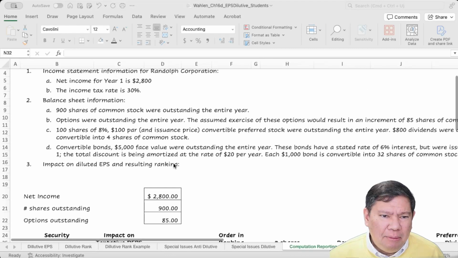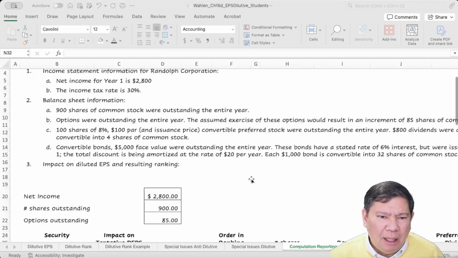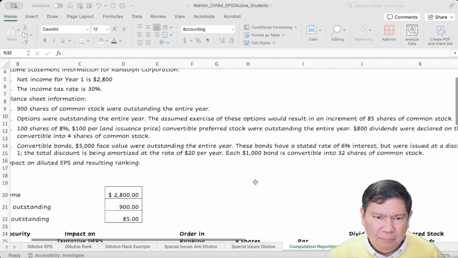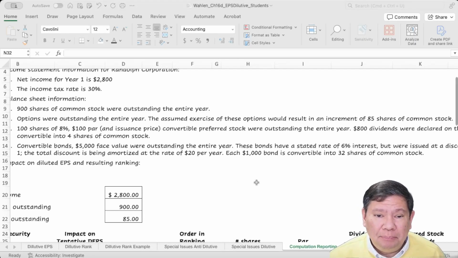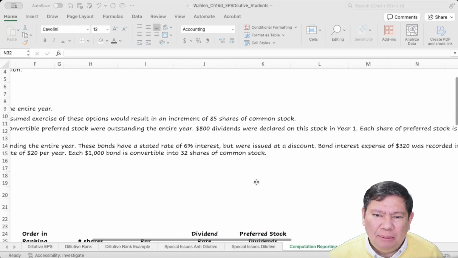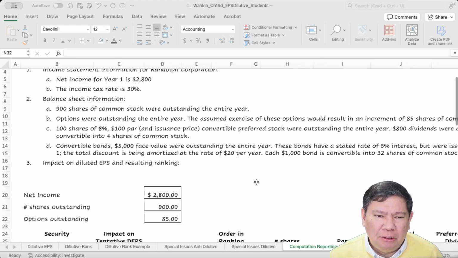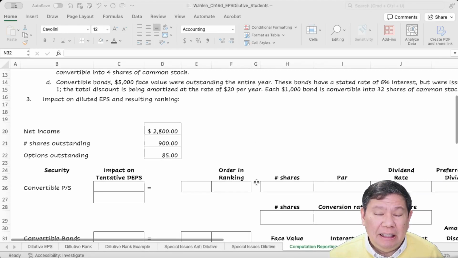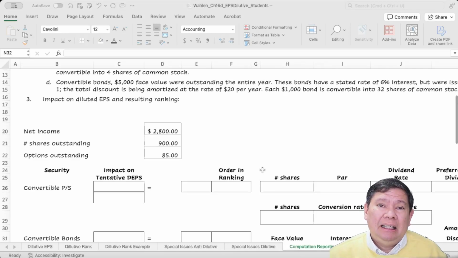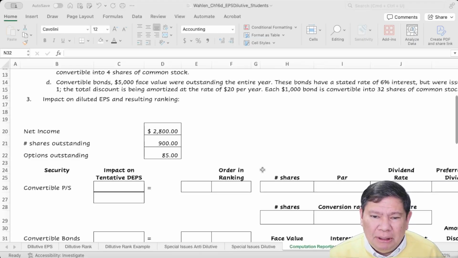And then we have 100 shares of 8%, $100 par, convertible preferred stock, issued at par, outstanding the entire year. $800 dividend were declared. Each share of preferred stock is convertible into 4 shares of common stock. So these are convertible securities that may result in an increase in common stocks.